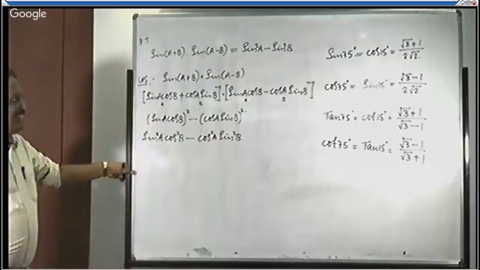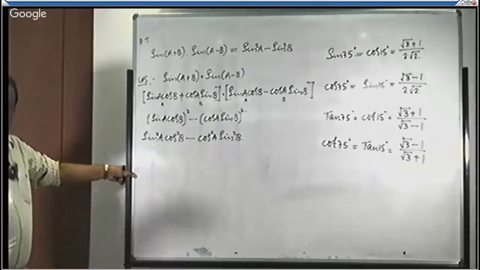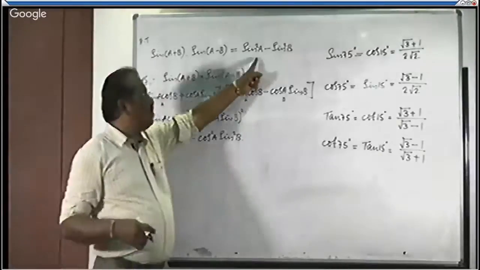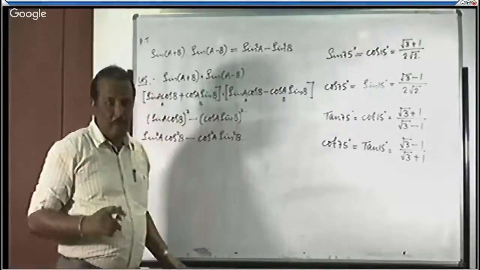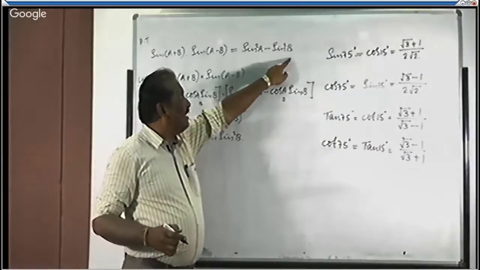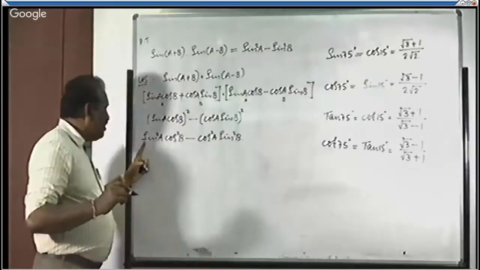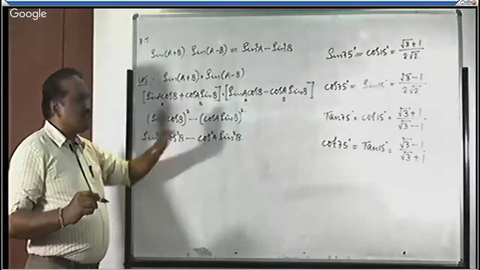So now we just concentrate on the RHS. What the RHS we are going to meet is sin square A minus sin square B. I mean, for both angles A and B, the trigonometric function is sin only. But here we have sin and cos also.